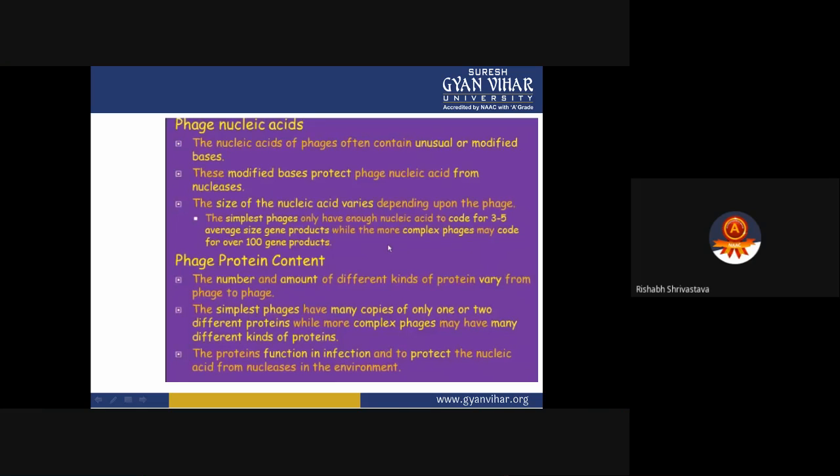When we talk about the phage protein content, the number and amount of different kinds of protein vary from phage to phage. The simplest phage have many copies of only one or two different proteins, while more complex phages may have many different kinds of proteins. These proteins function in infection and to protect the nucleic acid from nucleases in the environment.